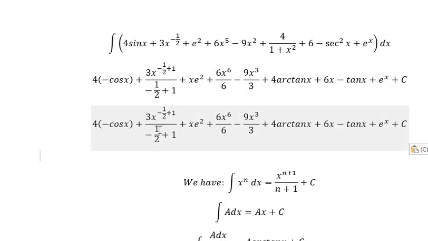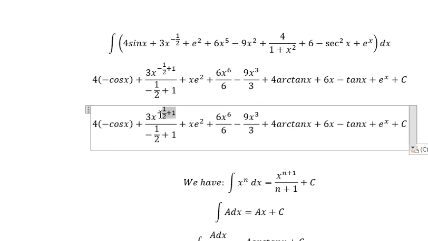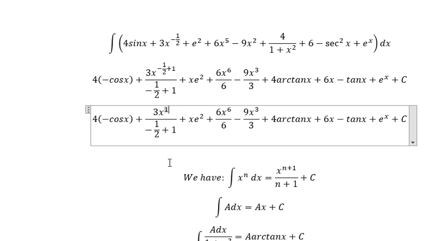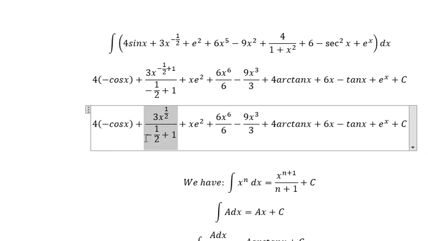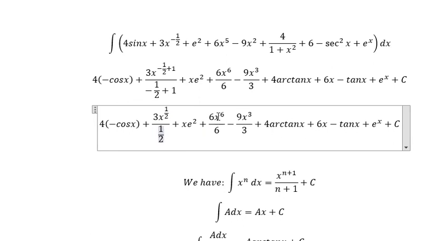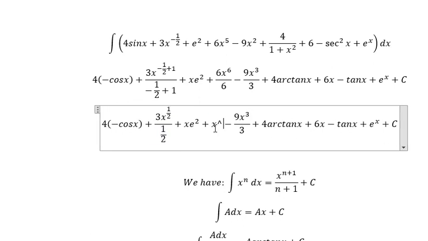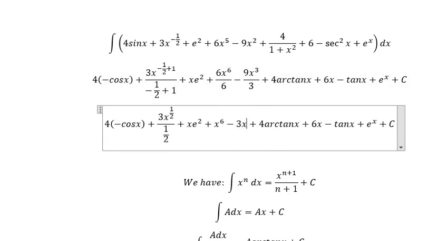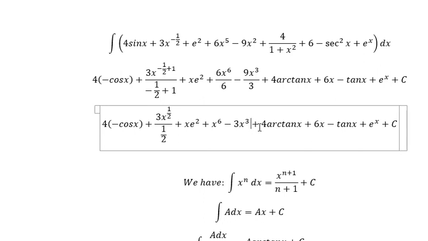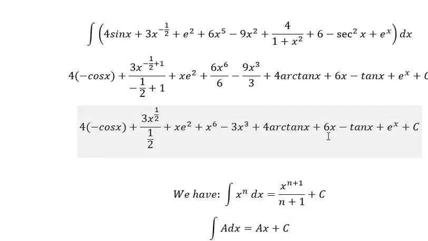Now, we need to simplify. This one we have 1 over 2. This one we have 1 over 2. This one, number 6, we cancel. 9 divided by 3, you get 3x to the power of 3. And then, this is the final answer.